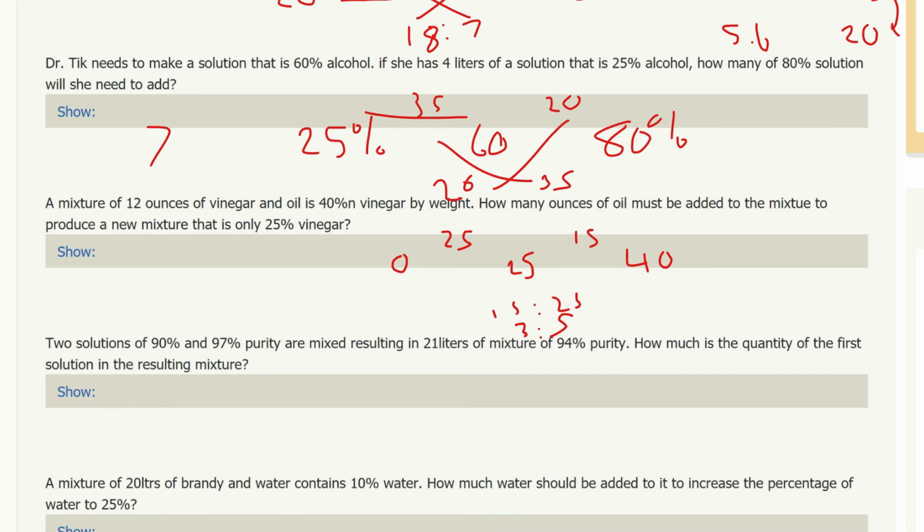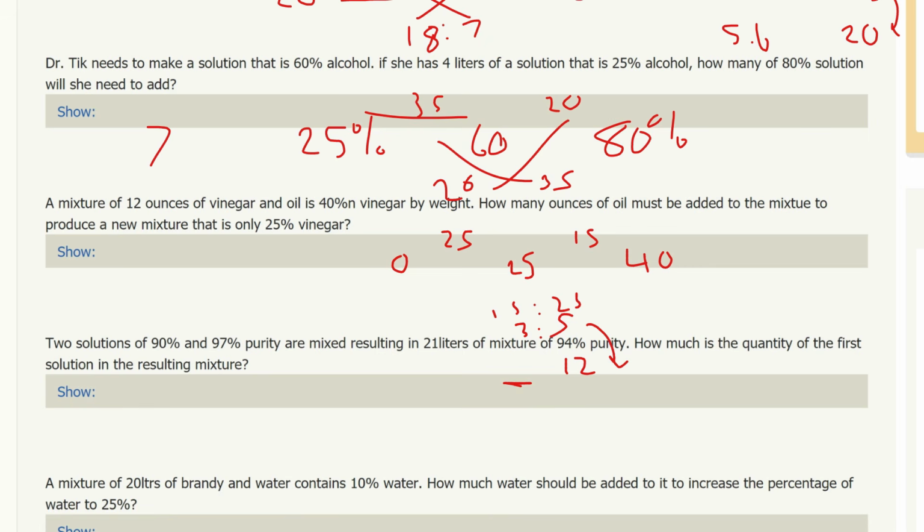So that's the key ratio I'm always talking about. And we have 12 ounces of the original solution. So we have 12 ounces of that original 40% solution. That means that number 12 belongs on the right. And we have the ratio 3 to 5. So how much oil must there be? The ratio is 3 to 5, and we know there's 12 ounces on the 5 side.